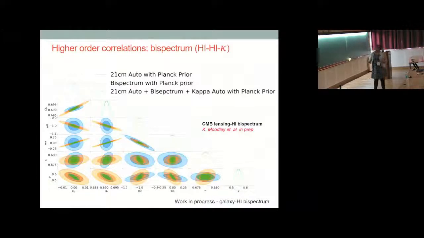So just a final result. When we do the bispectrum analysis, you can see that the blue contours are from the 21 centimeter autocorrelations. If you include the bispectrum, in certain cases it breaks degeneracies and you can get a better constraint. But when you combine both of them, the 21 centimeter auto plus the bispectrum constraints, mind you, it's all for lensing and H1, you get the green contours, which are definitely doing much better than either of them. Currently, we are also working on the same concept for the galaxy H1 bispectrum.